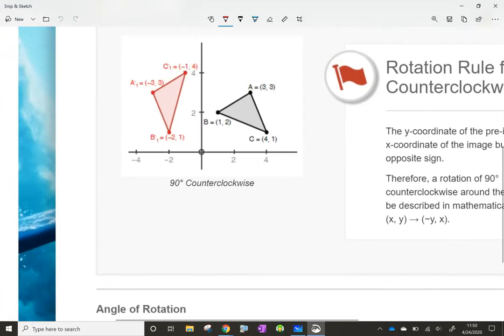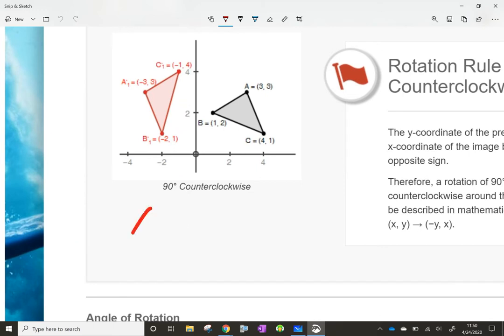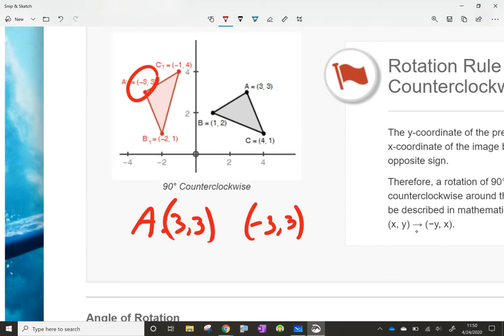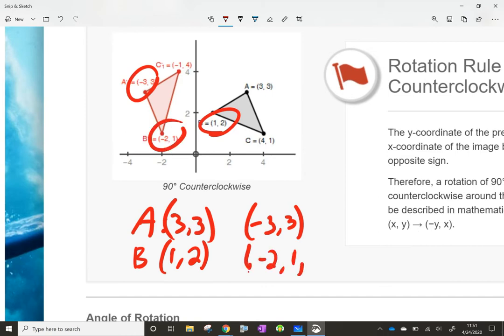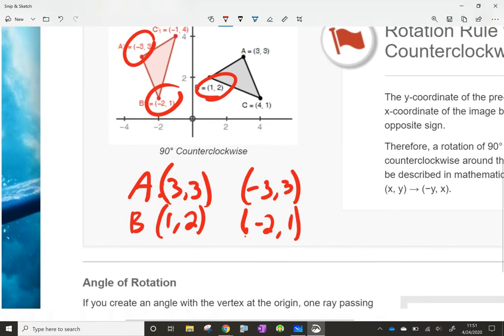So let's write down these points. We had A at 3, 3, and then A prime went to negative 3, 3. Again, that's kind of hard to tell because they're both 3s. The B was at 1, 2. And now B prime is at negative 2, 1. And then C was at 4, 1. And C prime became negative 1, 4.